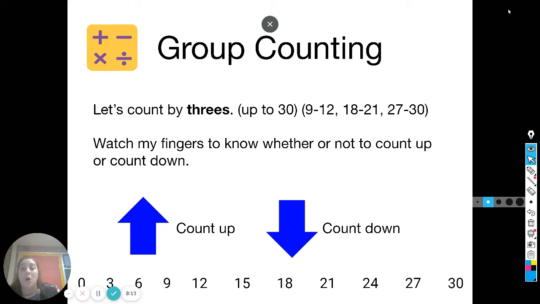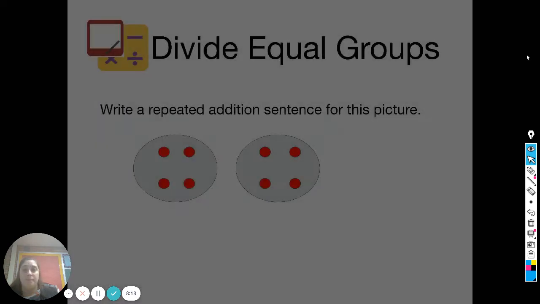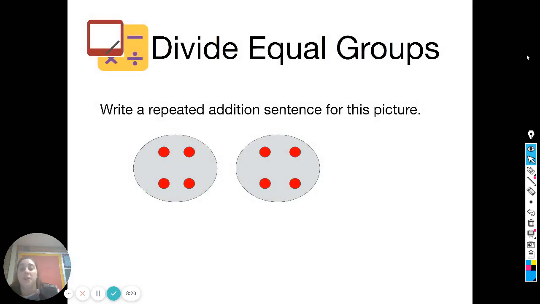Okay, let's continue. And remember, you can always practice those skip counts on your own at home. Now is where you'll need your whiteboard. We're going to practice our fluency with our math facts.